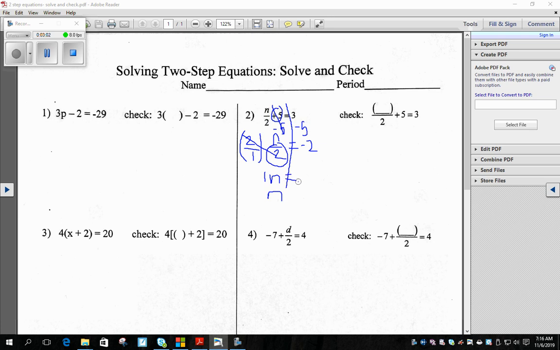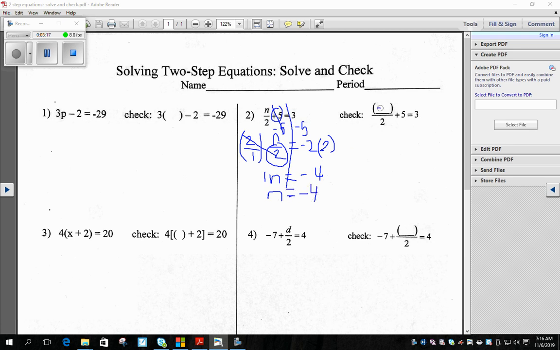Okay? And that's a really bad n, but that's okay. So 2 times -2 is a -4. And then that would be our answer. So n is equal to -4. That's what you should have gotten.